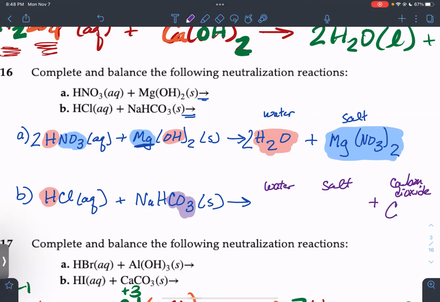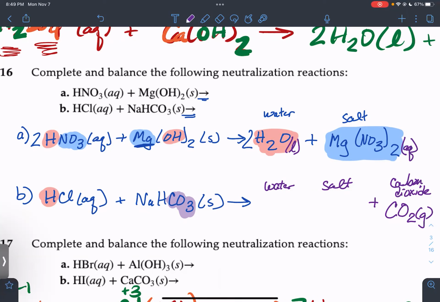So what is carbon dioxide? Carbon and 2 oxygens. And this is a gas. Ooh, I did not put my states of matter. I'm so bad. Water's a liquid. Mg(NO3)2 is going to be aqueous. Okay, I got them everywhere else.